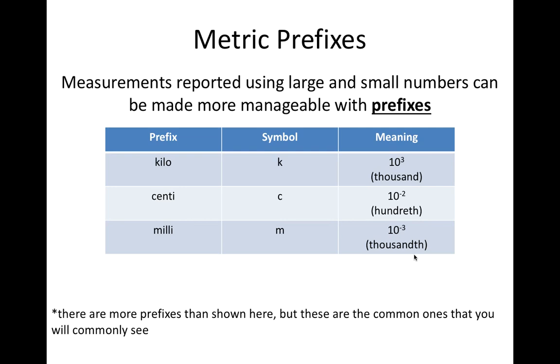We also have the prefix centi, which means 1/100th. 1 centimeter is 1/100th of a meter. A cent is 1/100th of a dollar. And the prefix milli means 1/1000th. A millimeter is equal to 1/1000th of a meter. Alternatively, we can say that 1 meter is equivalent to 1,000 millimeters.